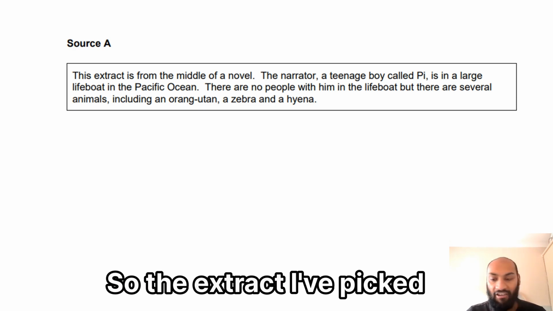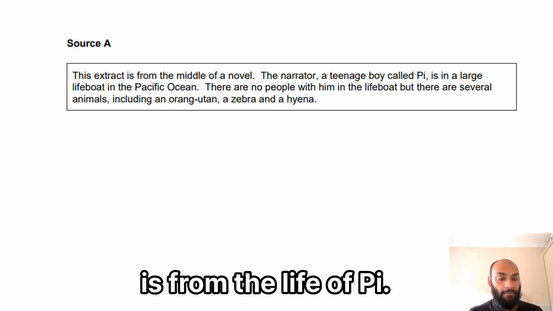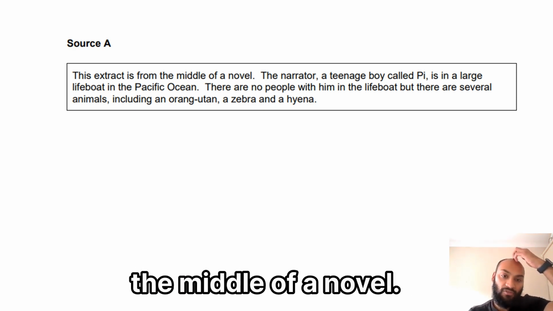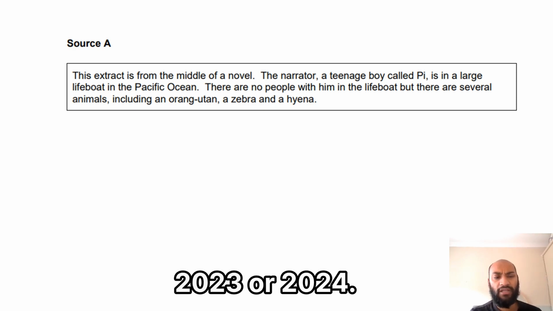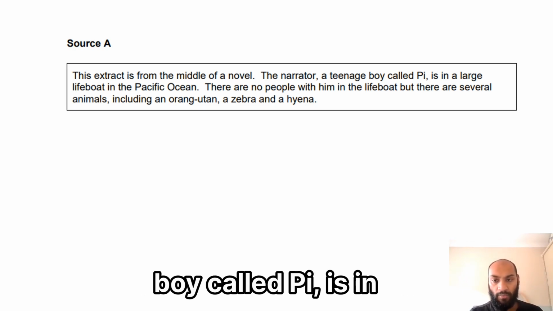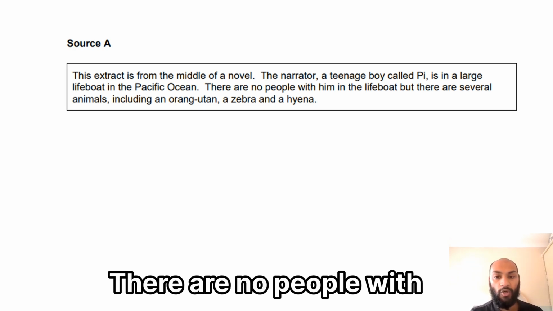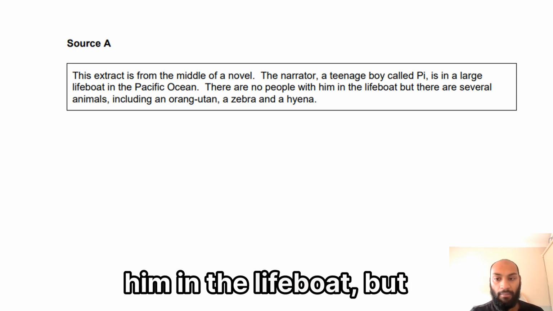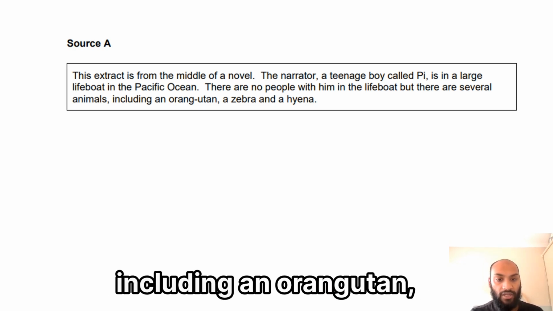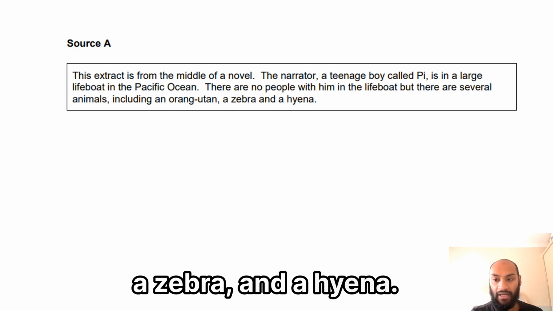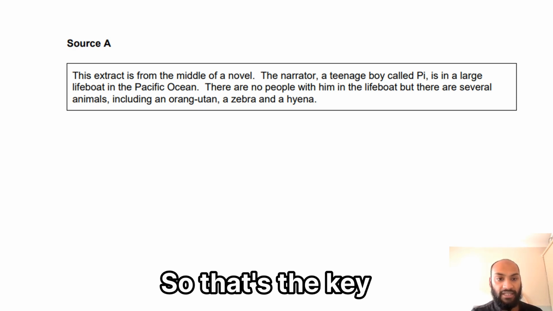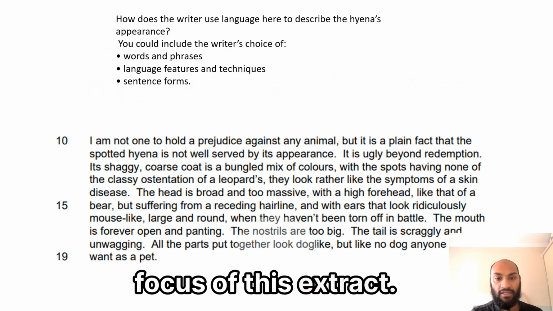So the extract I picked is from The Life of Pi. The extract is from the middle of the novel. I think it's from 2023 or 2024. The narrator, a teenage boy called Pi, is in a large lifeboat in the Pacific Ocean. There are no people with him in the lifeboat, but there are several animals, including an orangutan, a zebra, and a hyena. So that's the key focus of this extract.